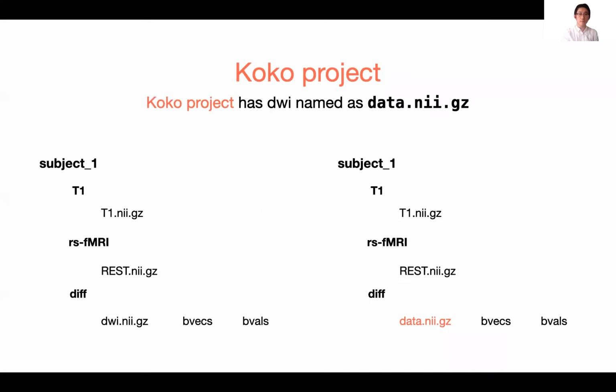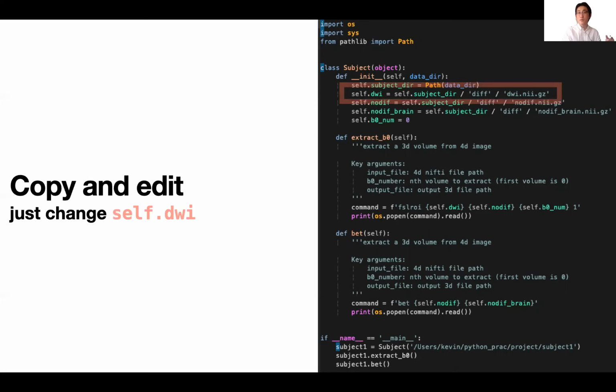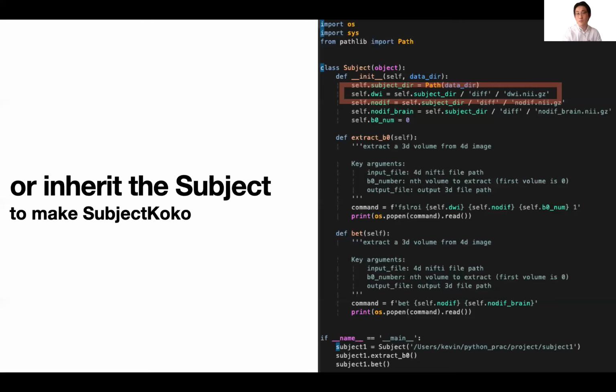Right, another thing, say there was a HaHa project. Say we have a new project called Cocoa project. And the structure is very similar to the HaHa project. The Cocoa project has DWI named as data rather than dwi.nii.gz. One way that you can do this is copy the whole file, whole text file, whole Python script, and then just change self.dwi into data, or you can inherit the class.